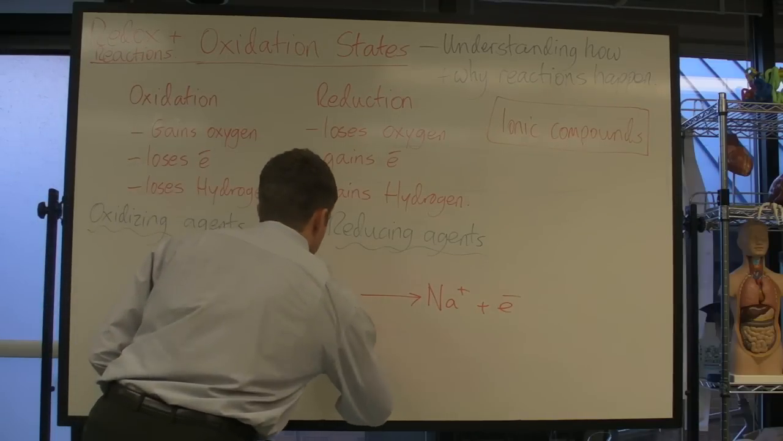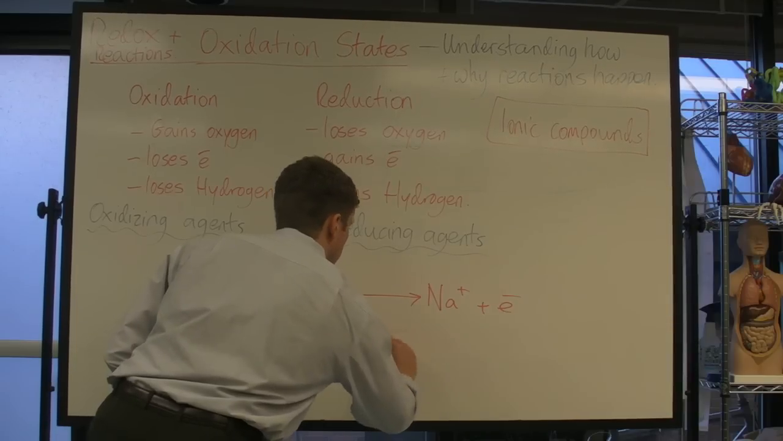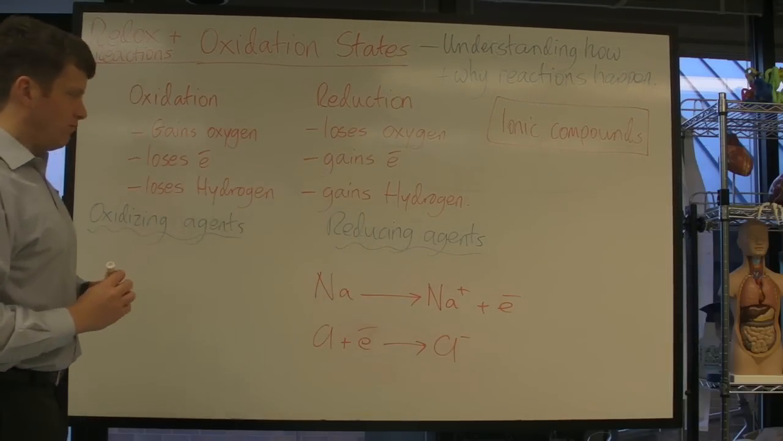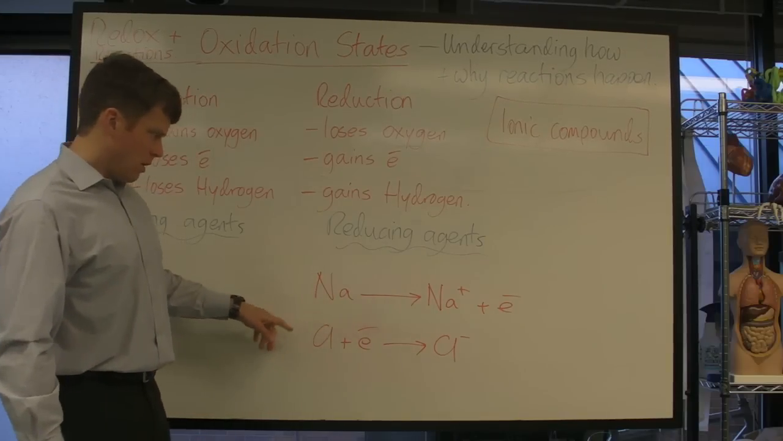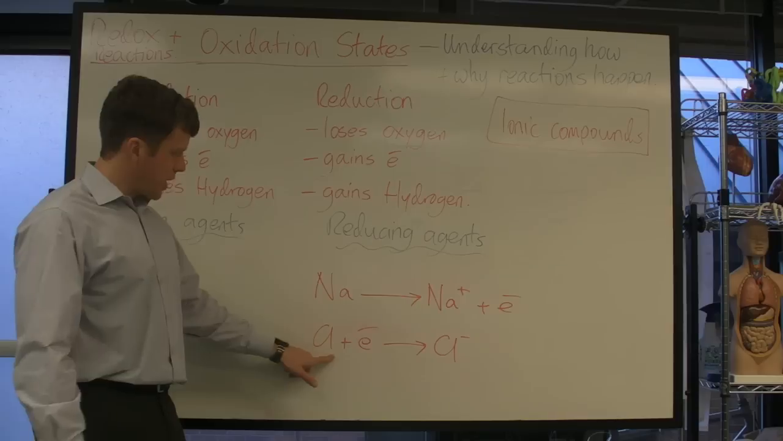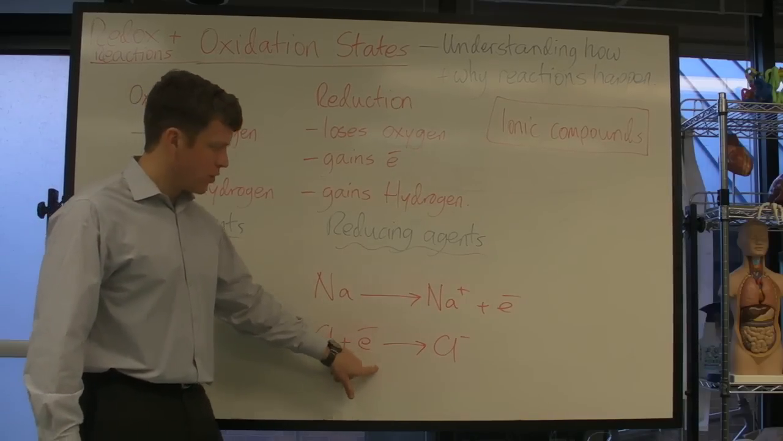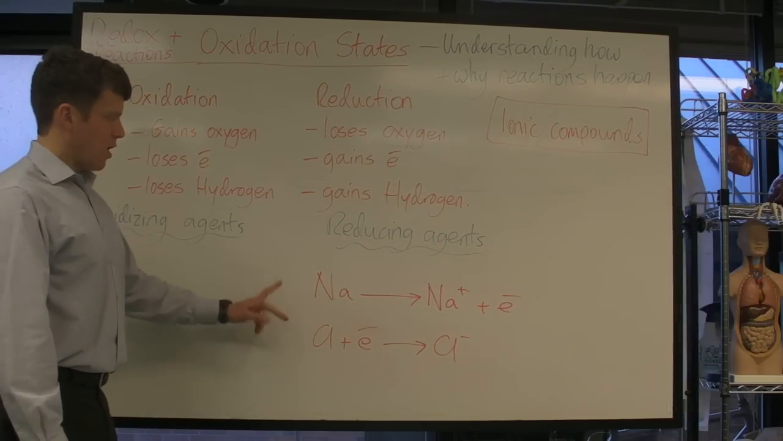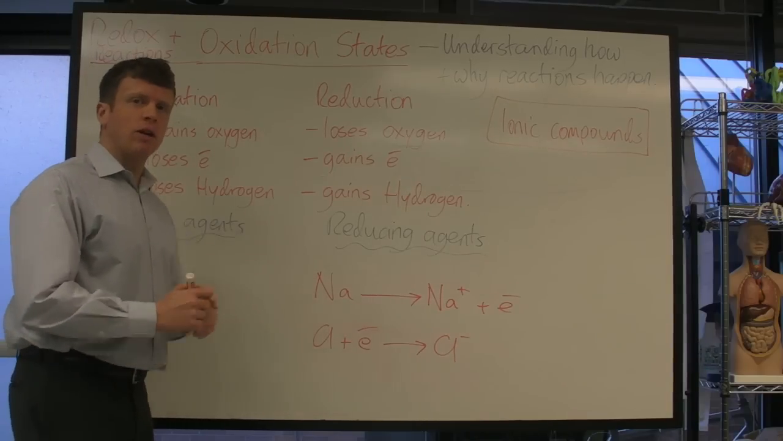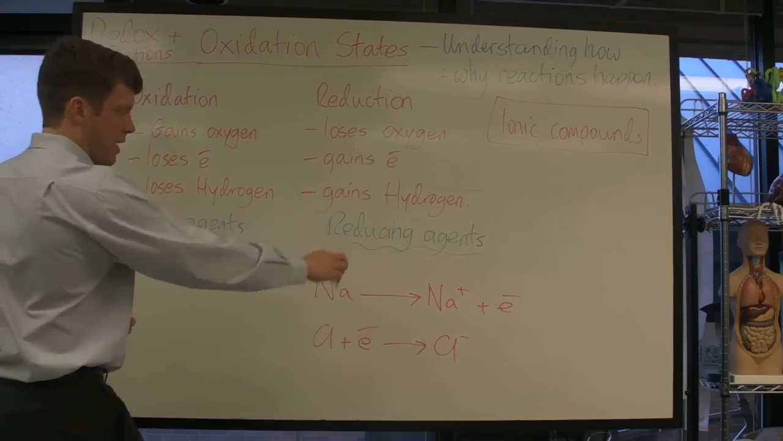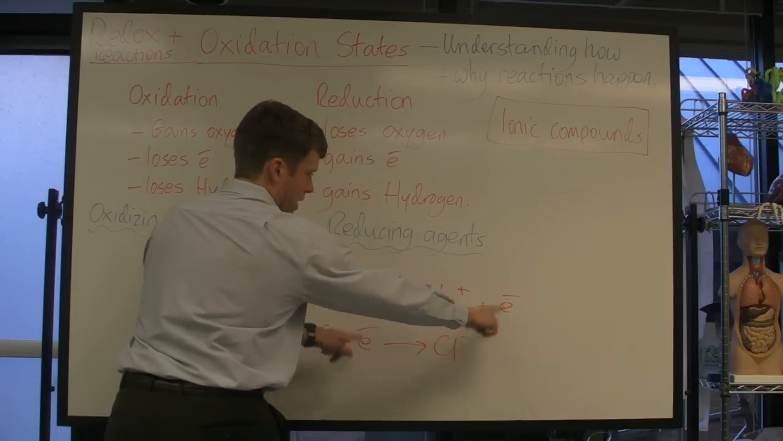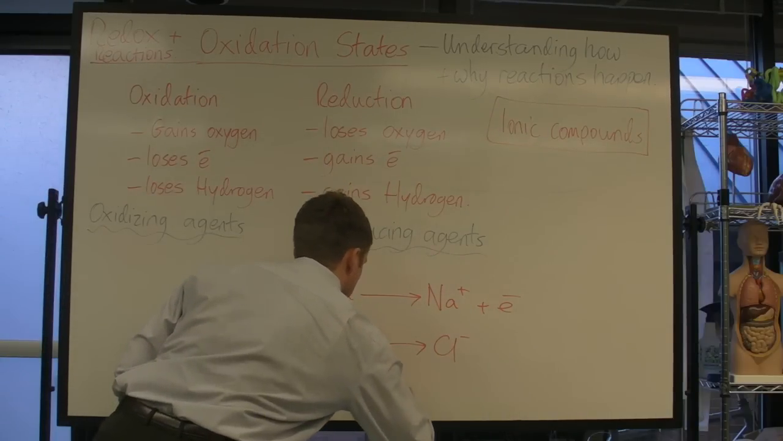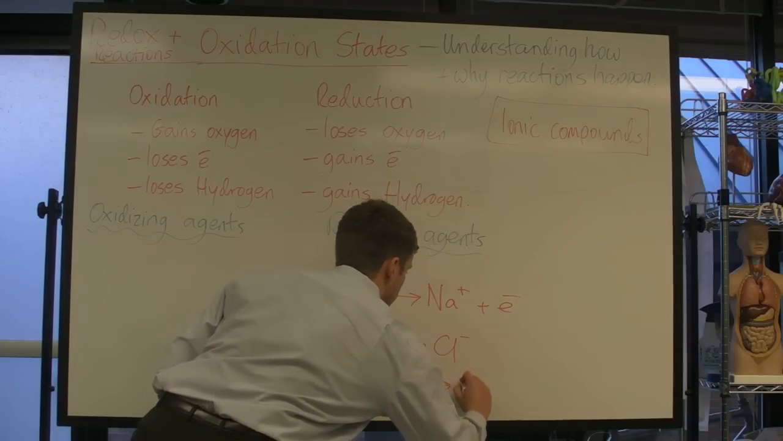Chlorine, on the other hand, gains an electron to form Cl-. So what we're saying here is that you take an atom of chlorine and you add an electron to it and it becomes a chloride ion. So those are electron half reactions. If we combine these two and eliminate the electrons because they'd be on both sides and cancel each other out, we'd have Na plus Cl gives NaCl.